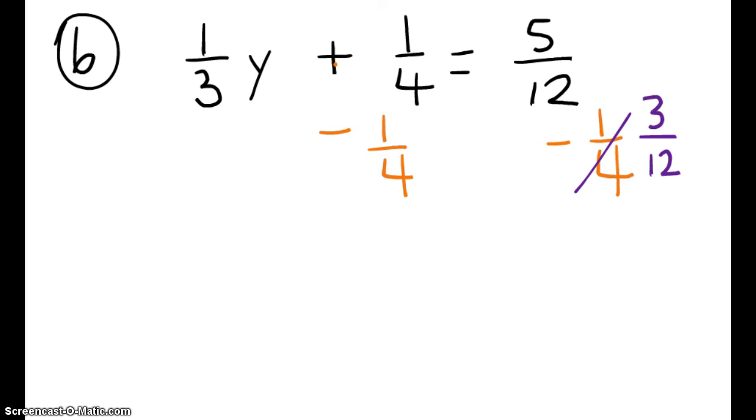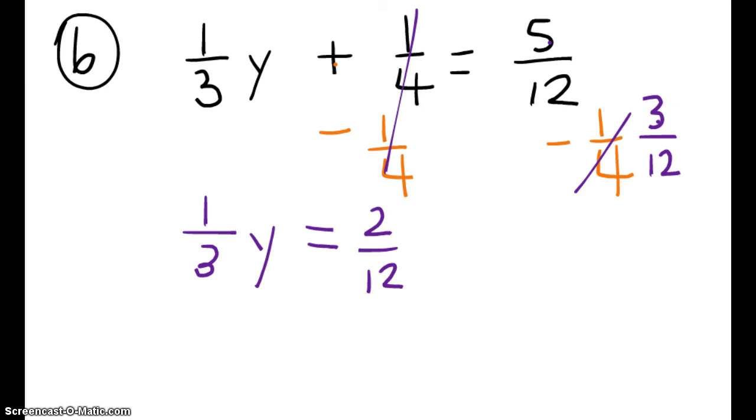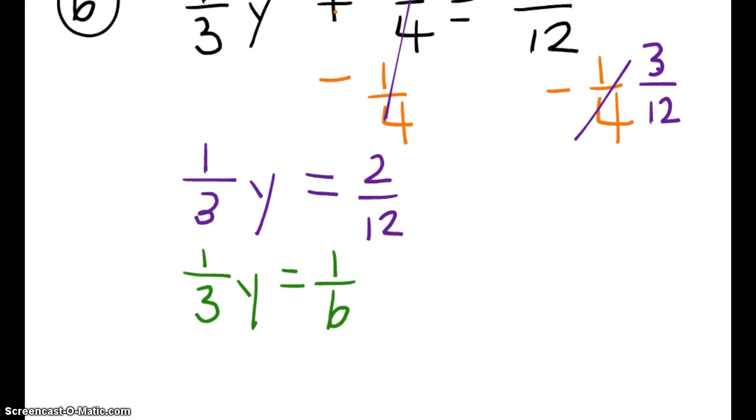So what we're left with is a third y. Now those zeroed out. 1/3 y is equivalent to 5/12 minus 3/12 is 2/12. Alright, now let's go ahead and simplify. So we have 1/3 y equals, let's simplify that 2/12 to 1/6.